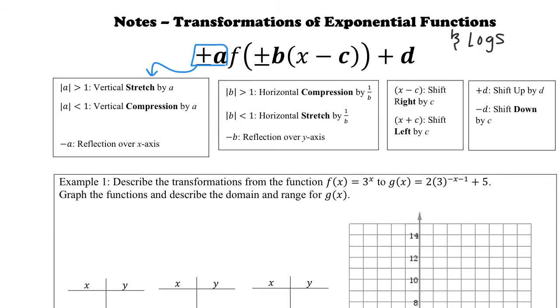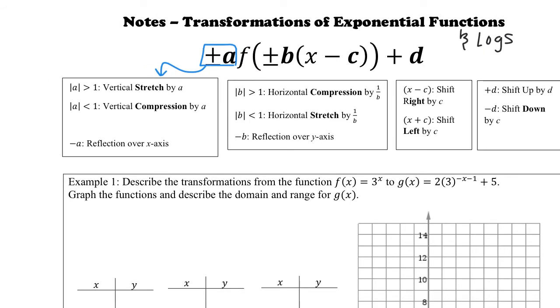That's this box here. If you have a greater than 1, it's a vertical stretch by a. If you have a less than 1, it's a vertical compression by a. And if a is negative, it's a reflection over the x-axis. So a's will multiply the y values on your tables.